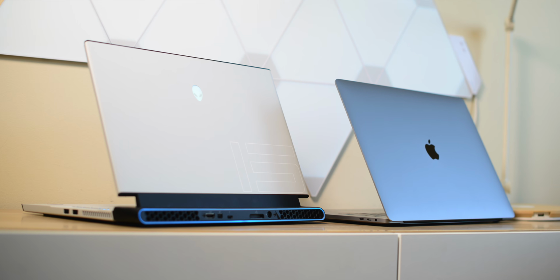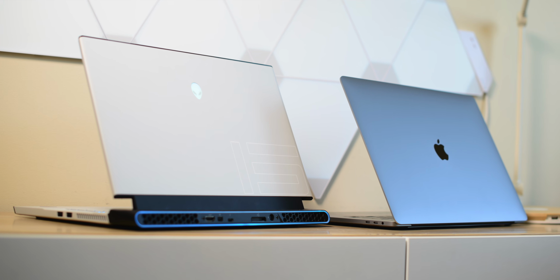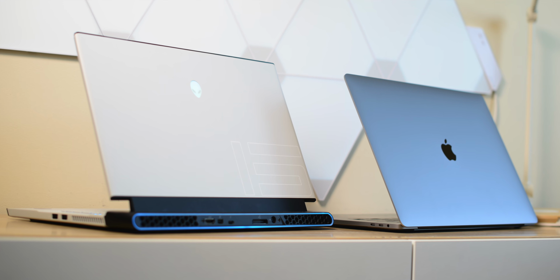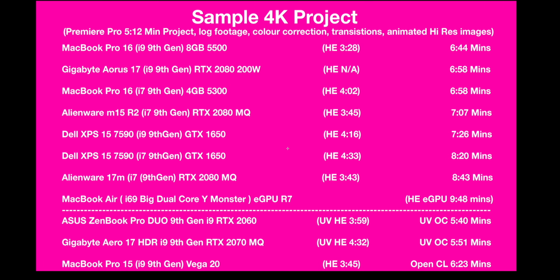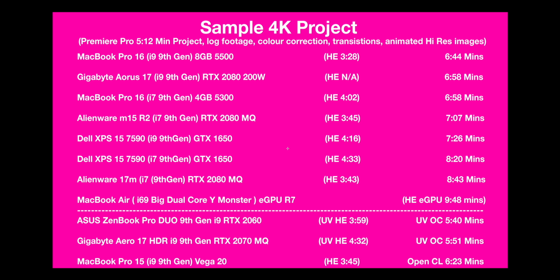So now let's get into my sample project, which I've tested pretty much every laptop known to man on. As you can see there, the Alienware is 4th. Very competitive. They're all basically the same sort of thing here. You can see the improvements that the MacBook Pro has had. It is now the fastest in hardware encoding. On the right hand side is software encoding. In the brackets is hardware encoding, HE.